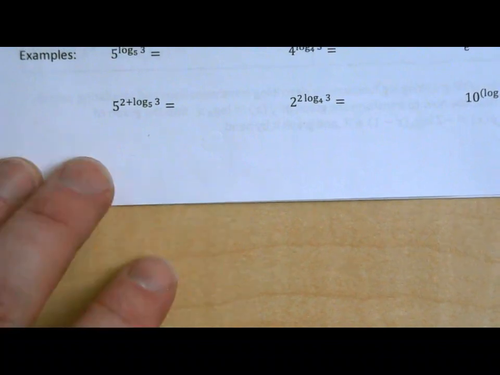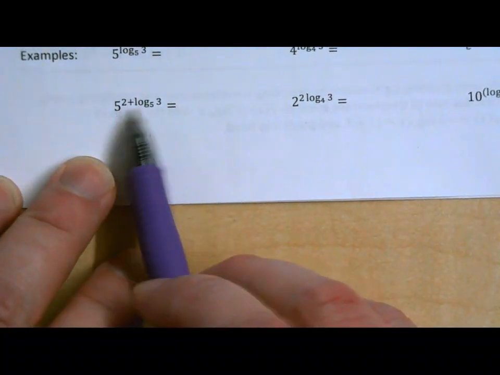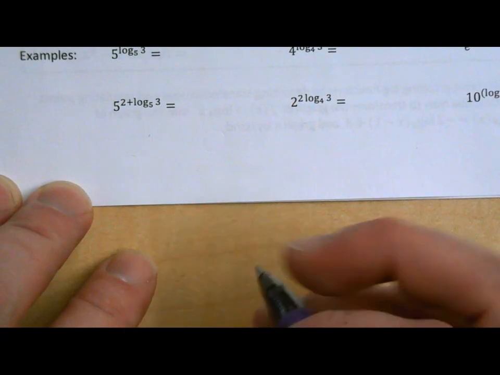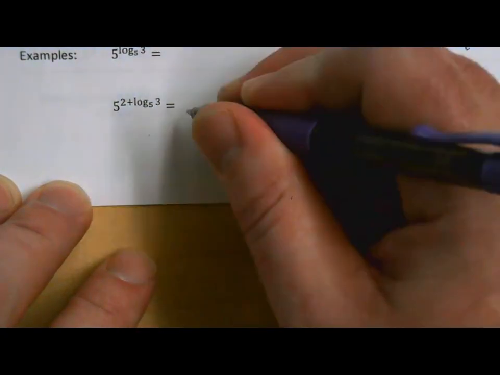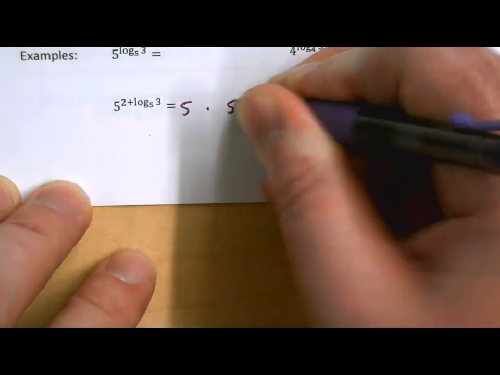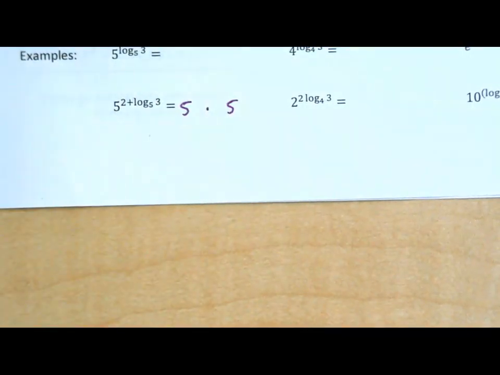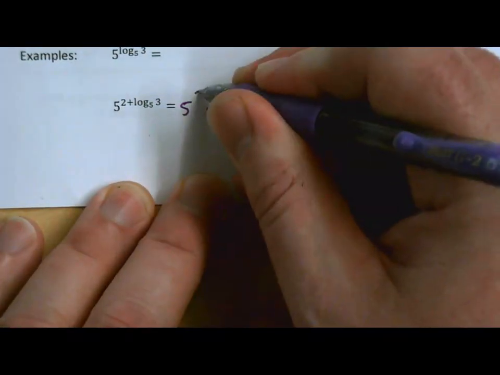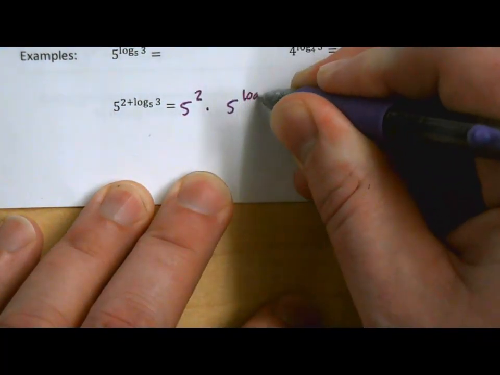So I assume that you know, when do we add exponents? We add exponents when we're doing what? When we're multiplying. If I had two things that had the same base with exponents on them, we would add those exponents. The exponents I'd be adding here are the 2 and the log base 5 of 3. So I could rewrite that as two separate exponentials.